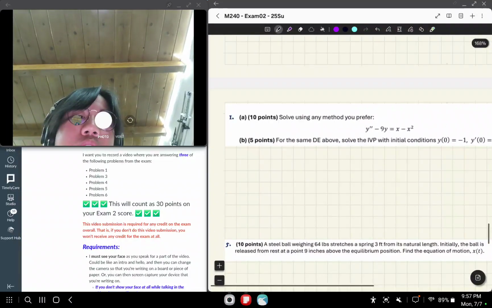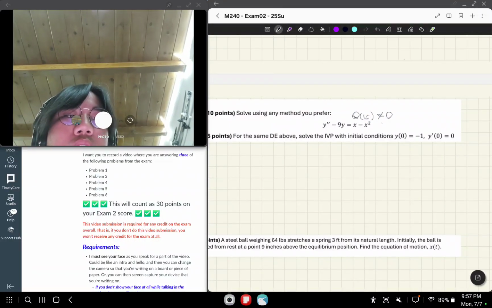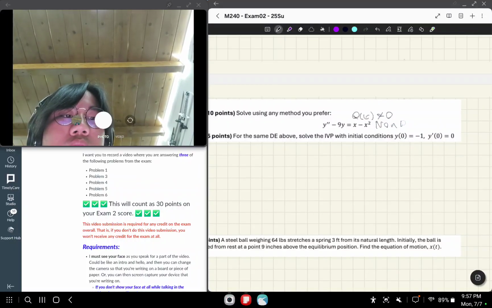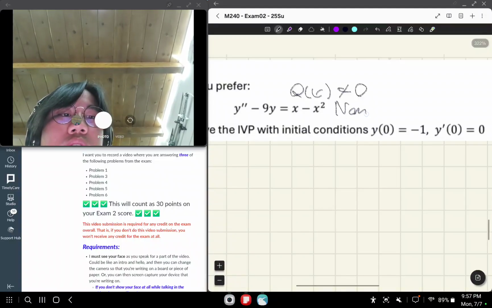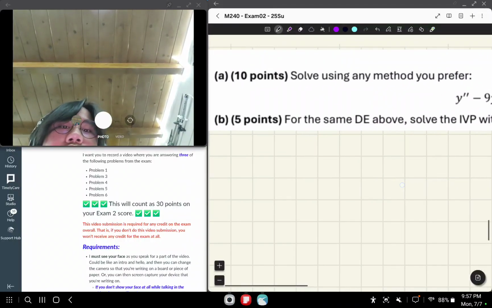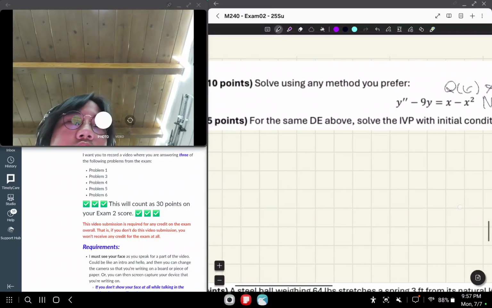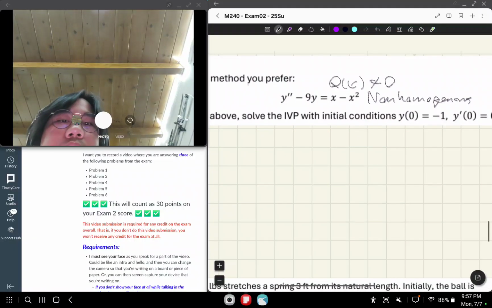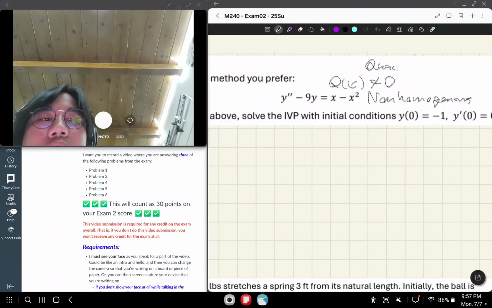So, to approach number 1, you have to look at it. We can see q of x does not equal 0, so this is a non-homogeneous equation. So this means that we have to solve for the particular solution, and we have to get the characteristic equation too. So let's do that first. And it's also a quadratic polynomial.